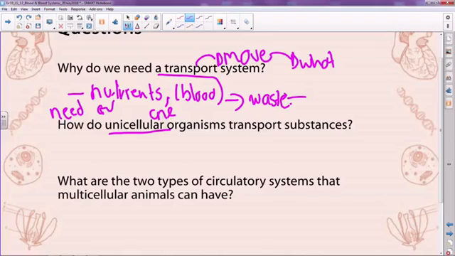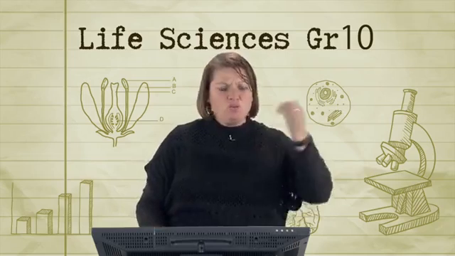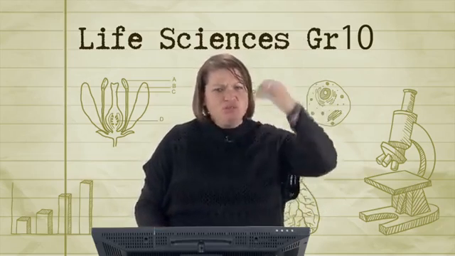I need to move all the nutrients to all the cells. And when I make a waste product, I need to move it out of the body. So when we look at this whole concept of what a transport system is, I need to move things around. And when I say things, we can't say things in biology. What is it specifically? I need to move nutrients.